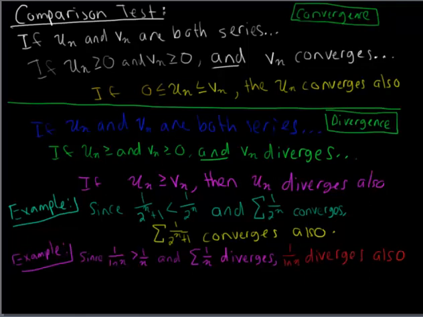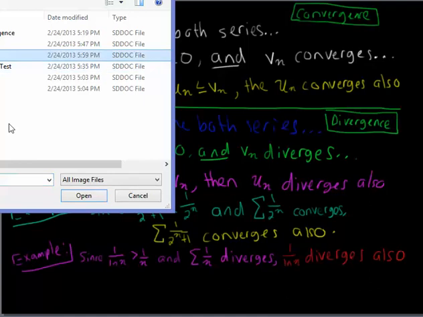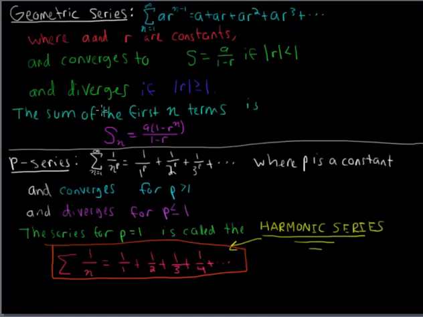And we'll go to the next one, geometric and P series. Alright, geometric series. The sum of a times r to the n minus 1 power equals a plus a times r plus a times r squared plus a times r cubed plus ..., where a and r are constants, which is the definition of a geometric series.